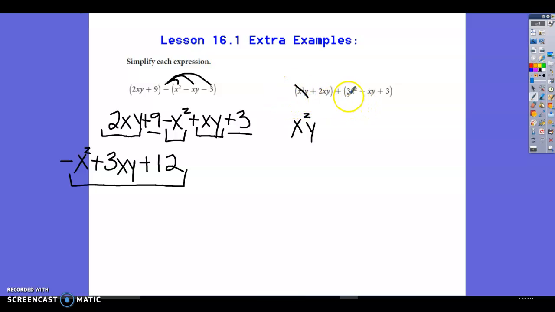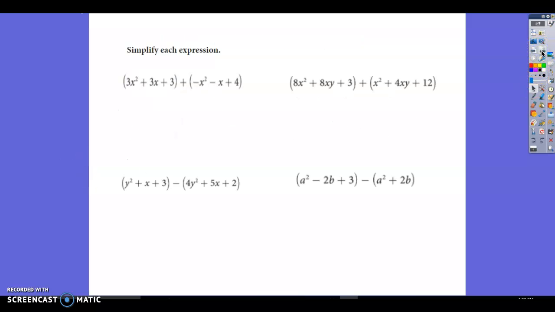Now I've got a 3x squared, so I'm going to do 3x squared. And then I have an xy and an xy. So I've got positive 2 minus 1. So 2 minus 1 is just 1xy. And then plus 3. And that's it. So I'm just combining like terms. They have to have the same variable, same exponents to combine like terms.